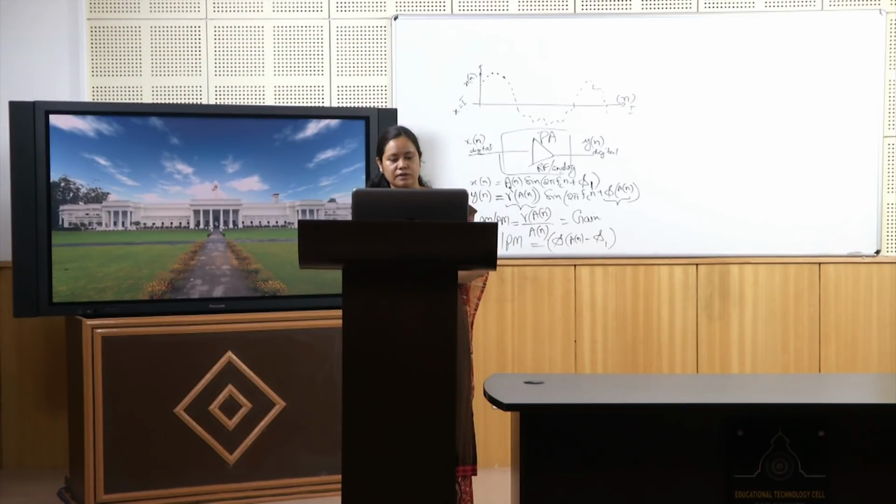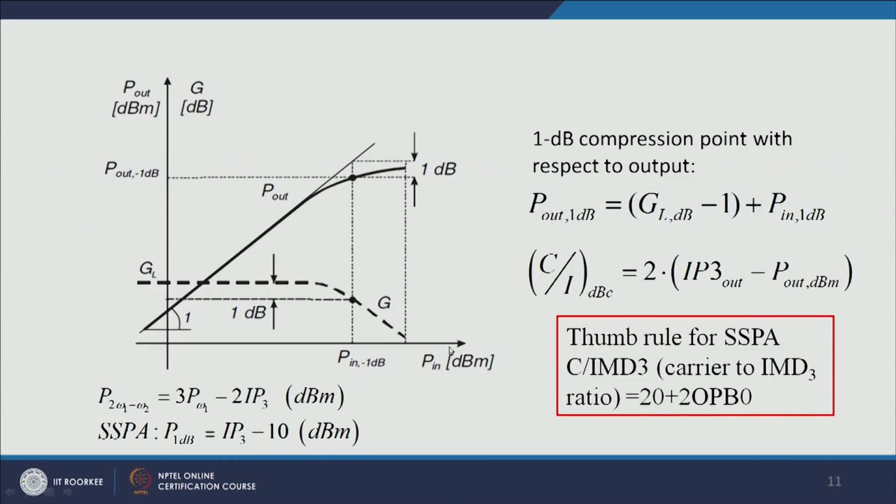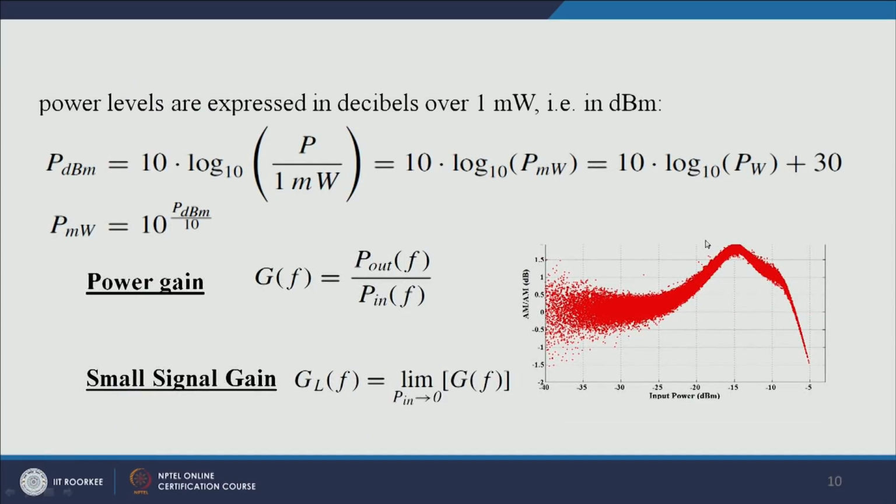So, power gain. Power gain, as I am showing in this diagram, is similar to our AM/AM diagram which I had shown earlier. It is the ratio of output power divided by input power in the band of interest. What is small signal gain? This term is also very common in the literature. Small signal gain is the gain when your P input is 0. Again, we are showing the limit of the input power going to 0.